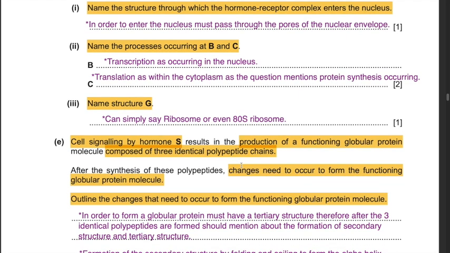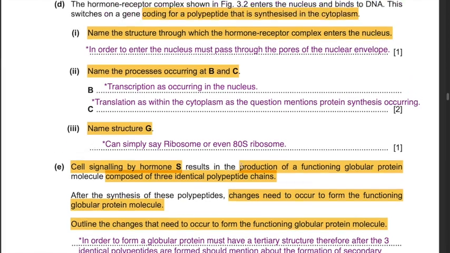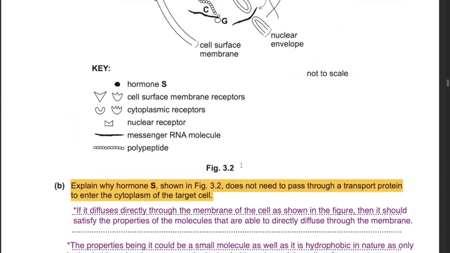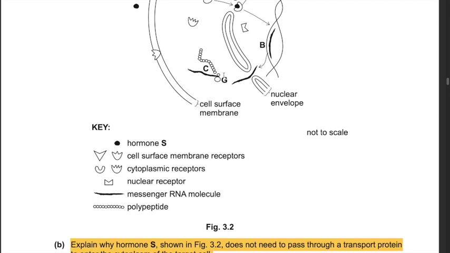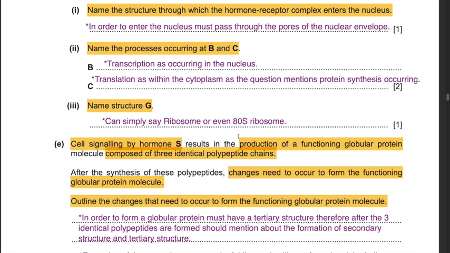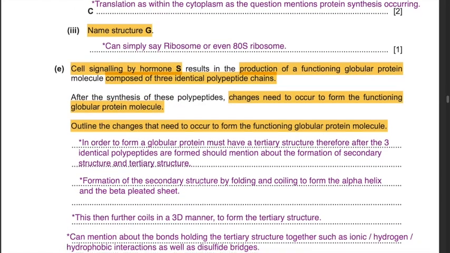Part 3. Name structure G. Structure G in this given diagram over here is concerned with the process of translation. And what could structure G be? Well, the only structure that comes into my mind is the ribosome. Therefore, you can simply say ribosome, or you can even mention 80S ribosome, because the size of ribosomes in an animal cell is 80S.